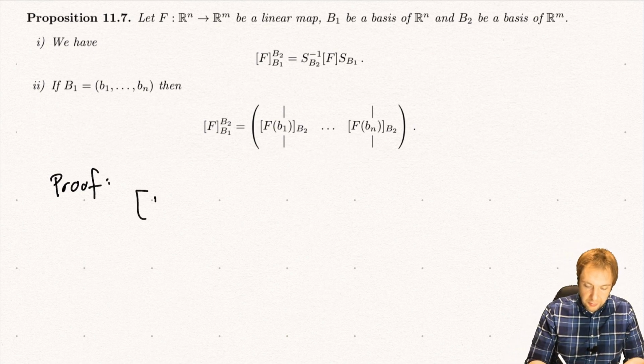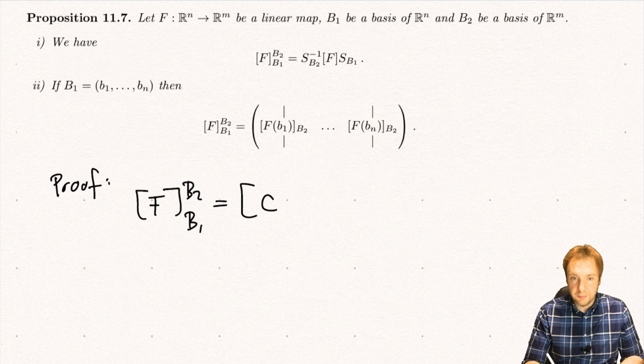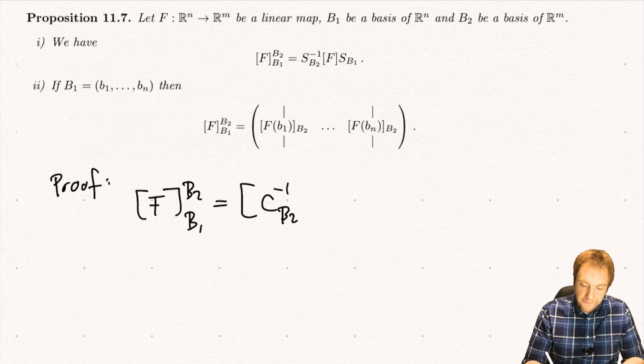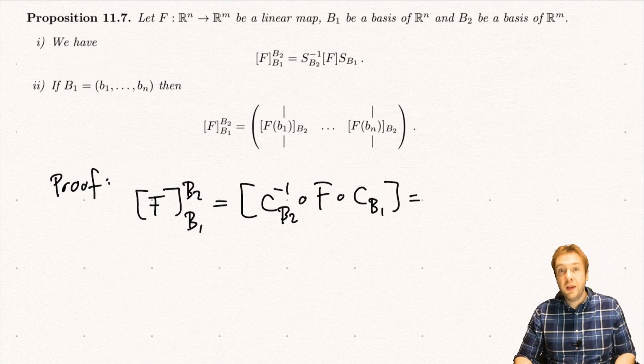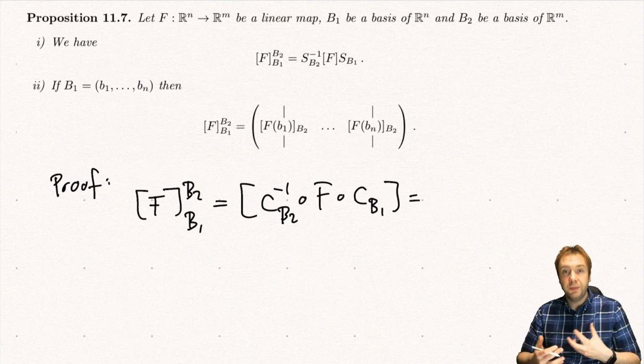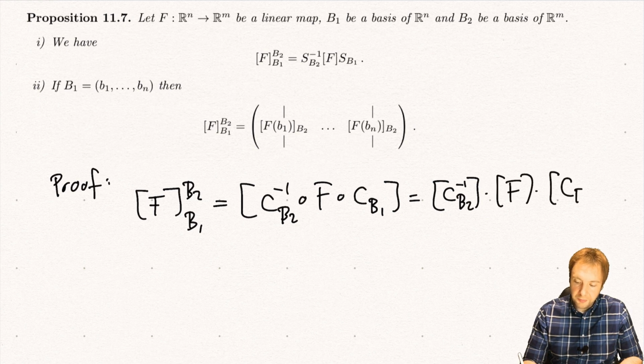So, what was this matrix here? This was the matrix, by definition, given by the composition of these three maps. And then we learned that if we compose linear maps, then the corresponding matrix is given by the product of the matrices of these maps. So here we take the matrix of this map times the matrix of F times the matrix of this map.